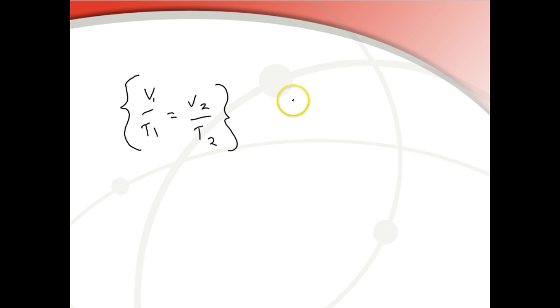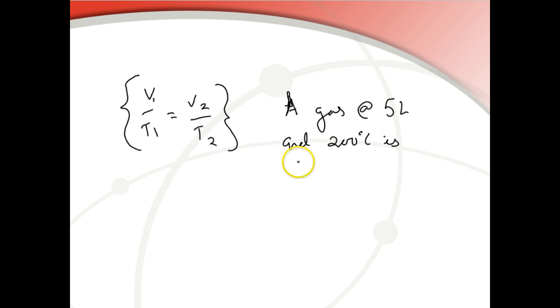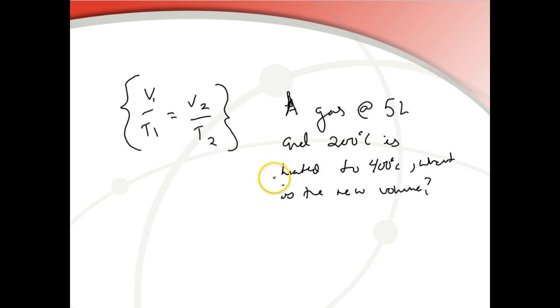So you have something like a container of gas at 5 liters and 200 degrees Celsius that is heated to 400 degrees Celsius. And what is the new volume? Well, you might be tempted to say 10 liters because temperature doubled, but temperature didn't really double. Remember, for all gas calculations, the temperature has to be in Kelvin, right?